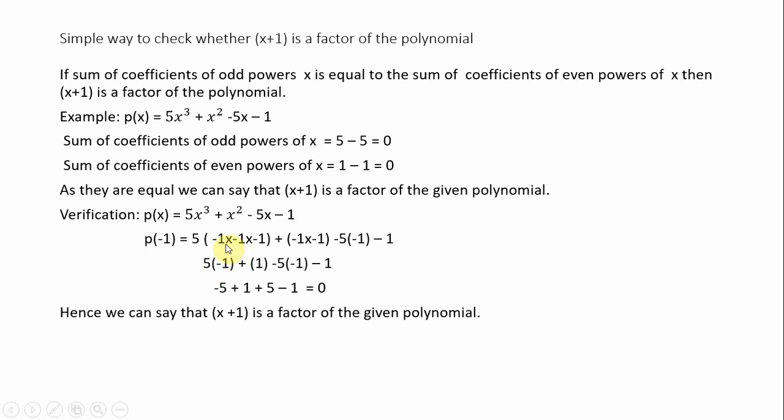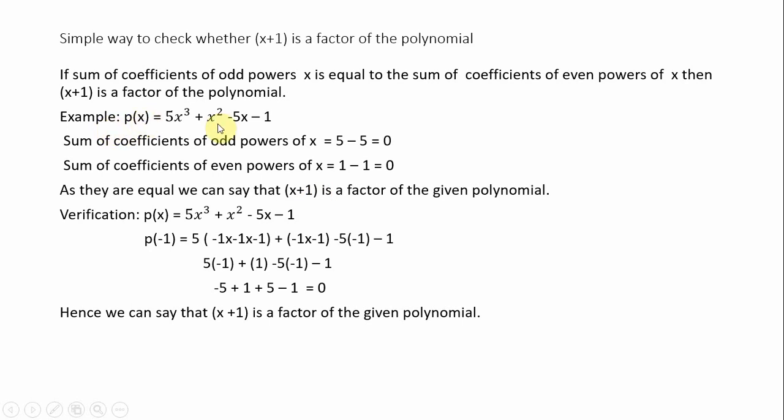Now minus 5 into minus 1 into minus 1 into minus 1 is equal to minus 1 plus minus 1 into minus 1 is equal to plus 1. Now minus 5 into minus 1 minus 1. Now if you multiply 1 into minus 1 into 5 is equal to minus 5. It is equal to plus 5 and 0. If you check, the minus 5 plus 5 gets cancelled, plus 1 and minus 1 also gets cancelled, so 0. If you get that as 0, then you say that x plus 1 is a factor of the given polynomial.